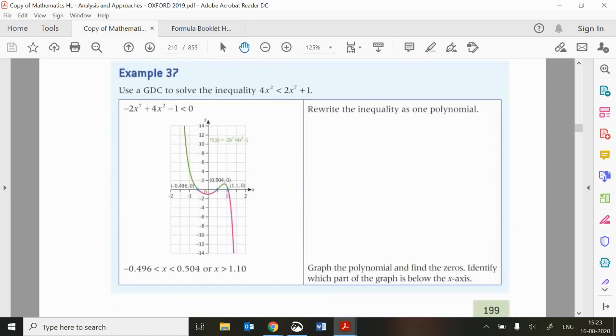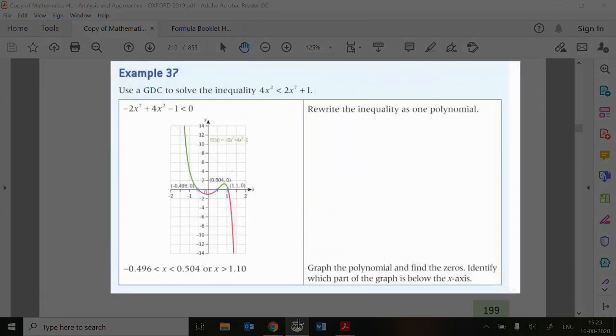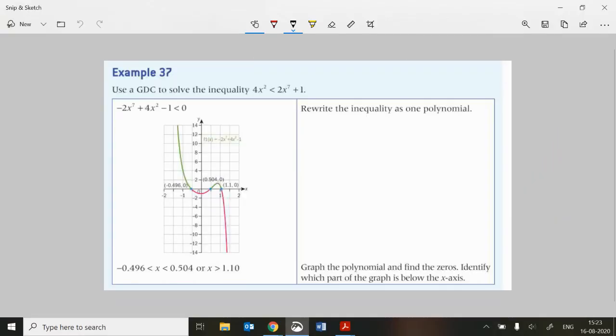Right, and example 37. Again, let's just do this one quickly. So it says use the GDC to solve this inequality here. Again, they've taken everything to one side. Personally, I would keep the higher power positive. So I would say 2x to the 7 minus 4x squared plus 1. And we're asking, when is that greater than 0?